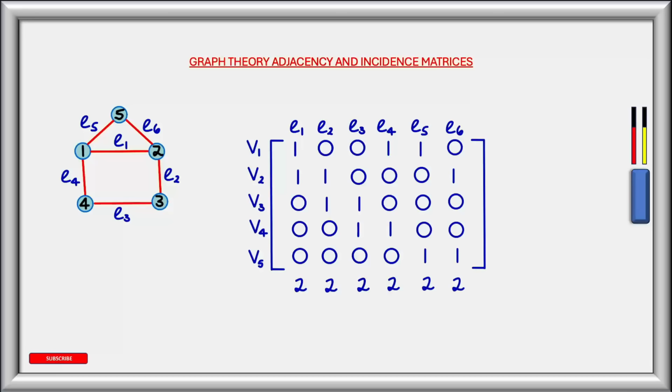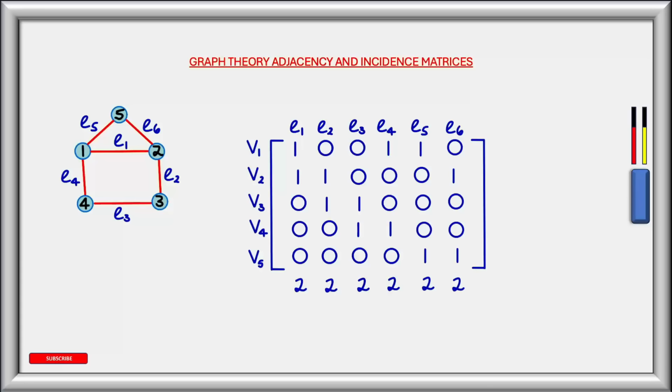So for the incidence matrix, this gives us information between the vertices and the edges. And the rows are linked to vertices and the columns are linked to edges. So if there are n vertices and m edges, the dimension of this matrix is n by m. And so we have 5 vertices and 6 edges. So the dimension of the matrix is 5 by 6. So let's go through this matrix column by column.